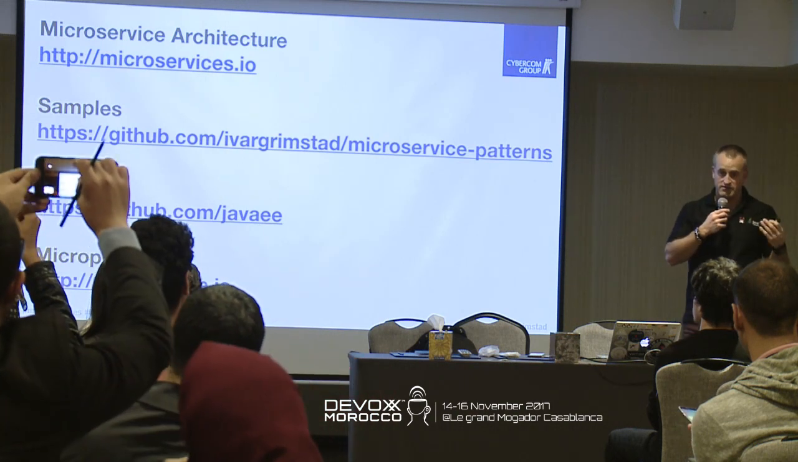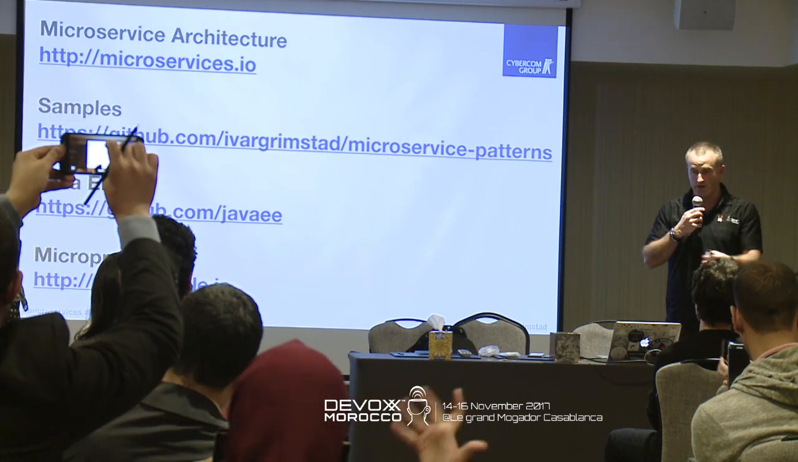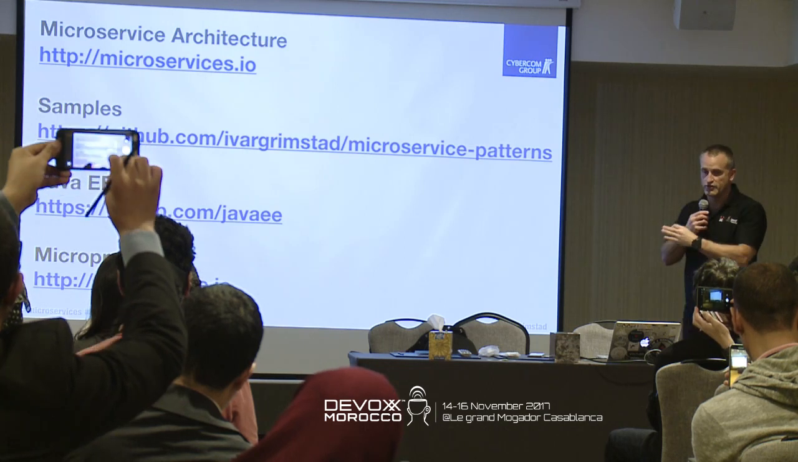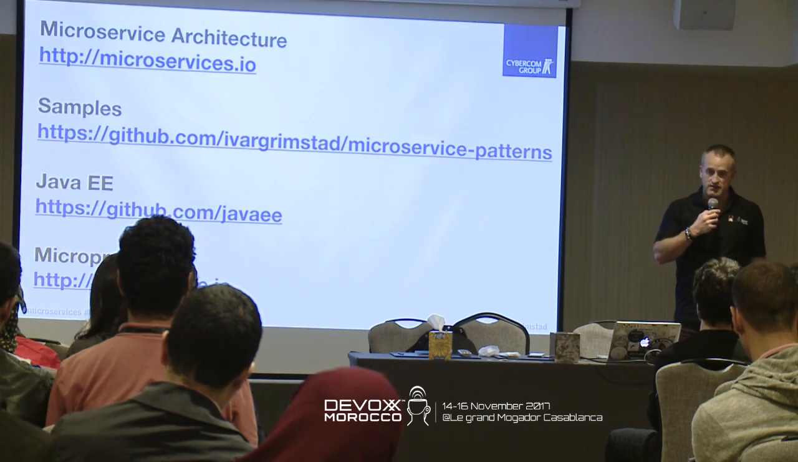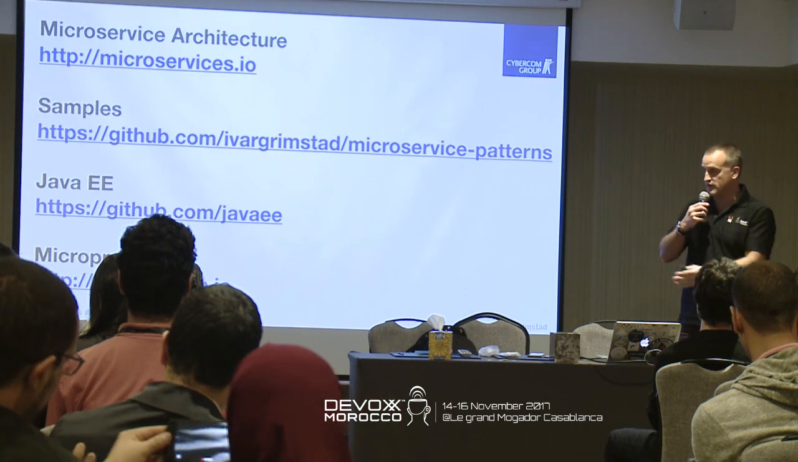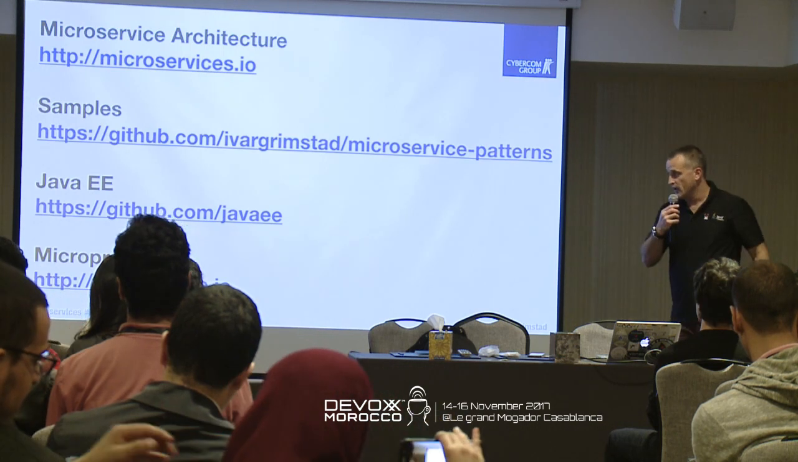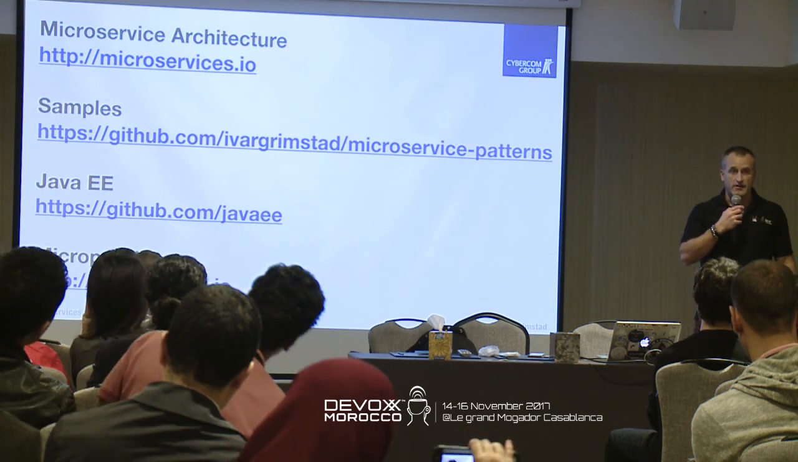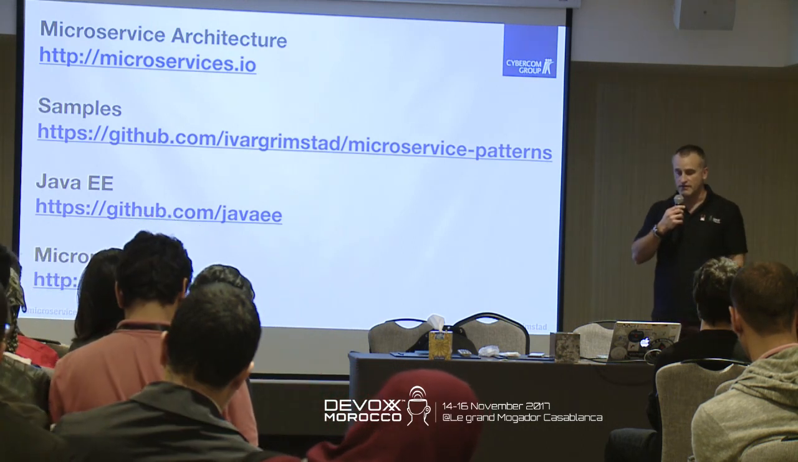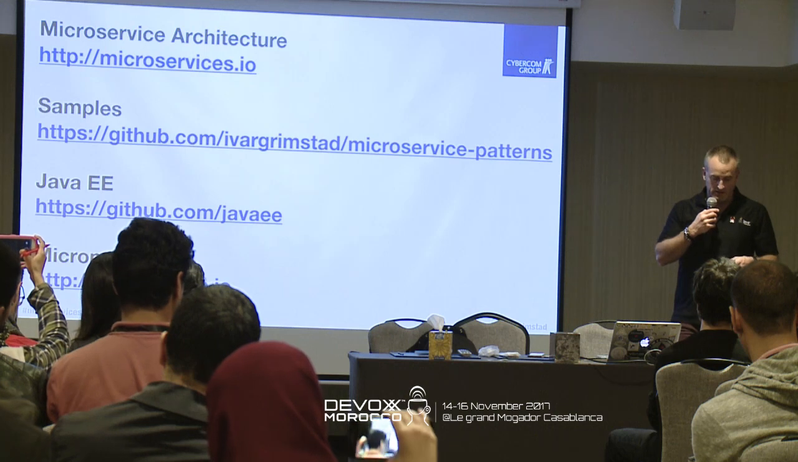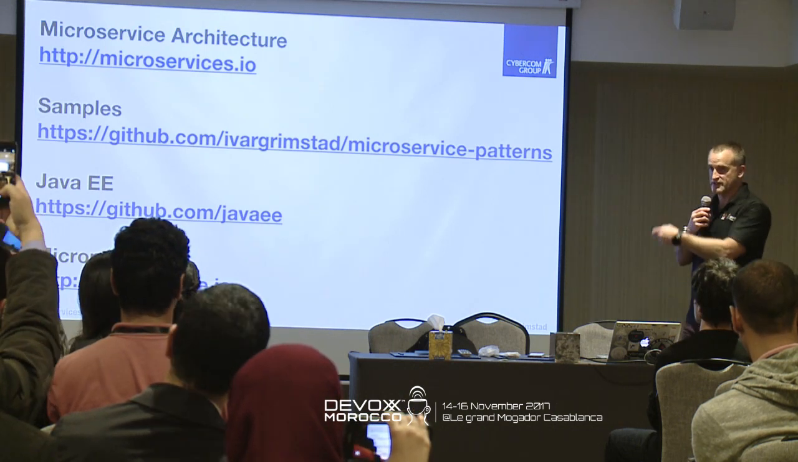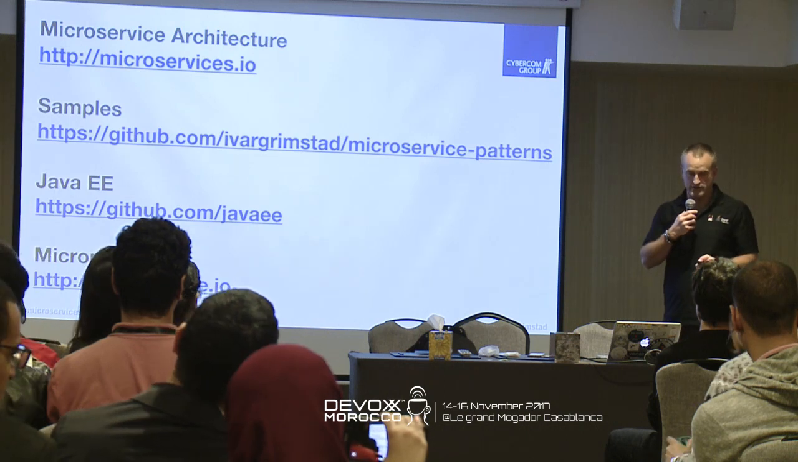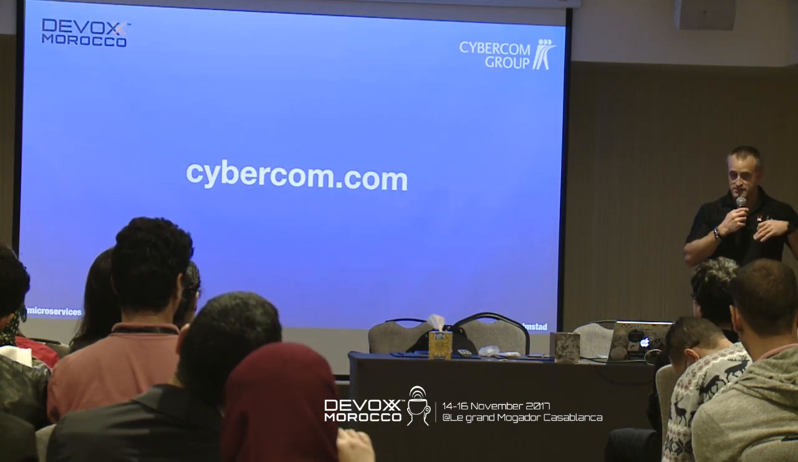For the samples of this application, you can go to my GitHub, the microservice patterns, or the Duke microservices project. Java EE is on GitHub, and you can find all the APIs there. For MicroProfile, go to microprofile.io and find documentation about all the different APIs, and you'll find demos and samples and everything there. I'll also publish these slides after this talk. So that's what I had.